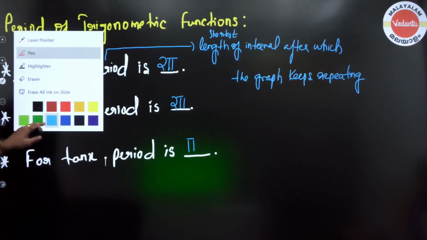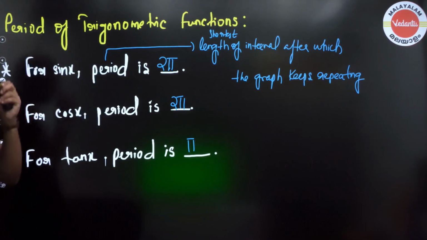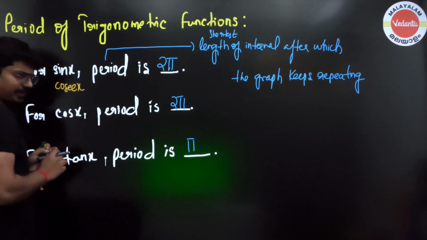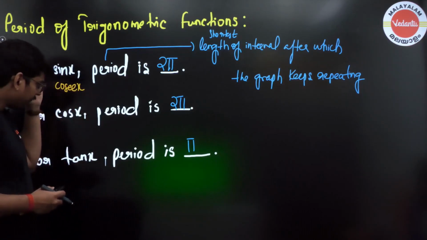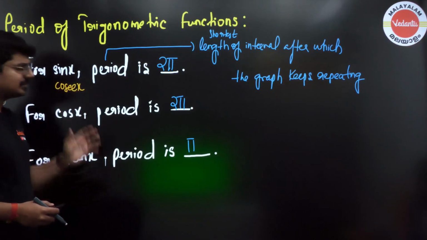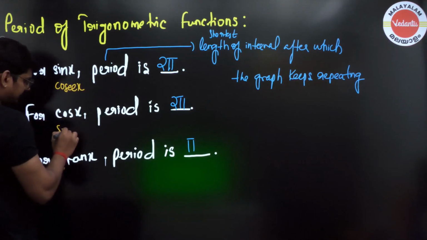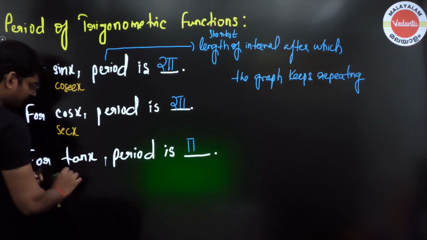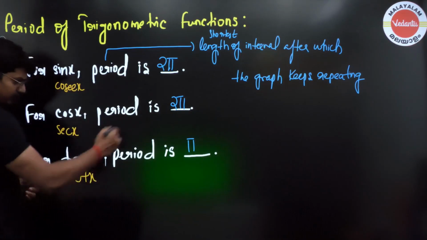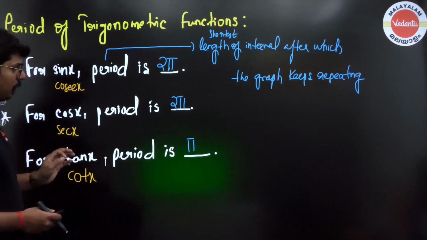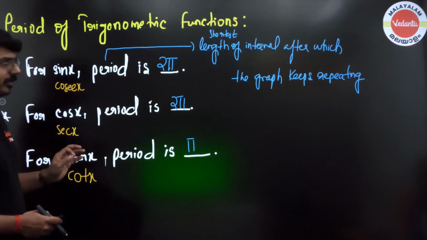Now also remember that if sin x period is 2 pi, then cosecant x is also going to have the same period, since cosecant x is the reciprocal of sin x. The same goes with cos x, so secant x is going to have the same period. If tan x period is pi, cot x period is also going to become pi. Okay, so I hope this is clear for everyone out there.